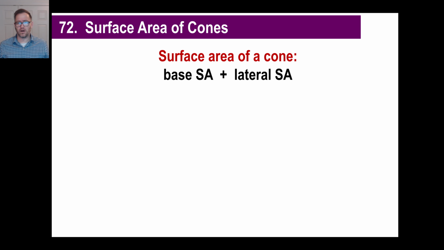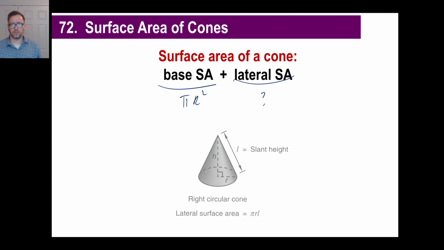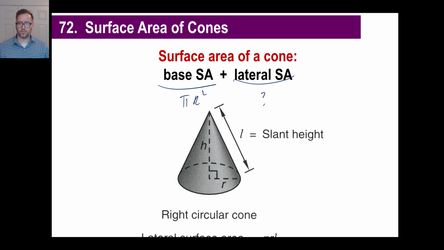Okay. But all we need to do is you can just go the base surface area, which we know how to do. That's pi r squared, right? The lateral surface area, we don't know how to do that yet. All right, we'll find that out in a second, okay? Remember that term slant height here? That's the distance between the base of the triangle and the vertex, okay? For a right circular cone, that's what that looks like, okay?